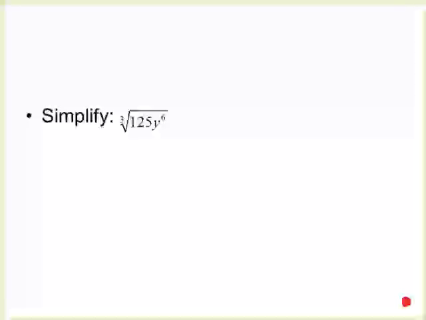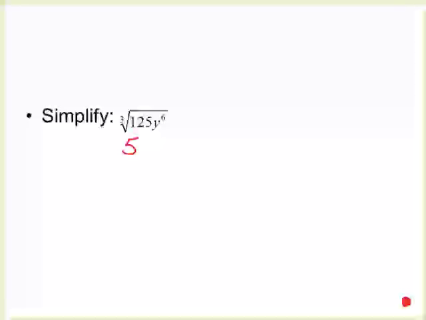So first we're going to think about the cubed root of 125. Remember, a cubed root is asking what times itself 3 times is that number. So what can I multiply 3 times to get 125? 5. So the cubed root of 125 is a nice clean number, so the cubed root of 125 becomes 5.